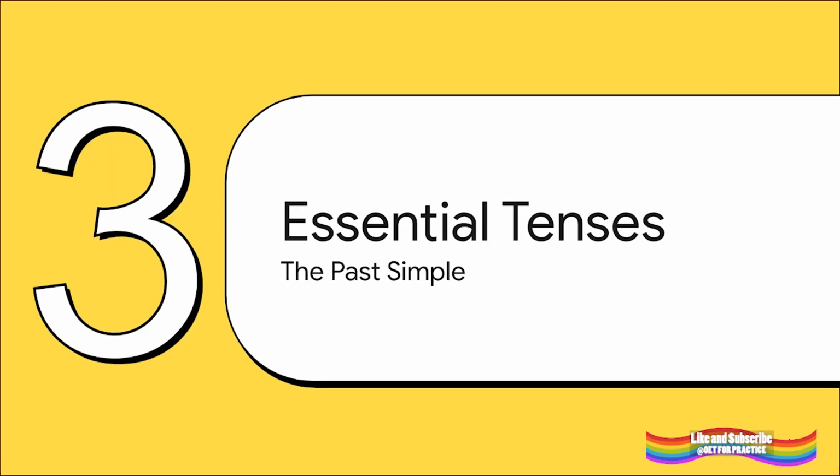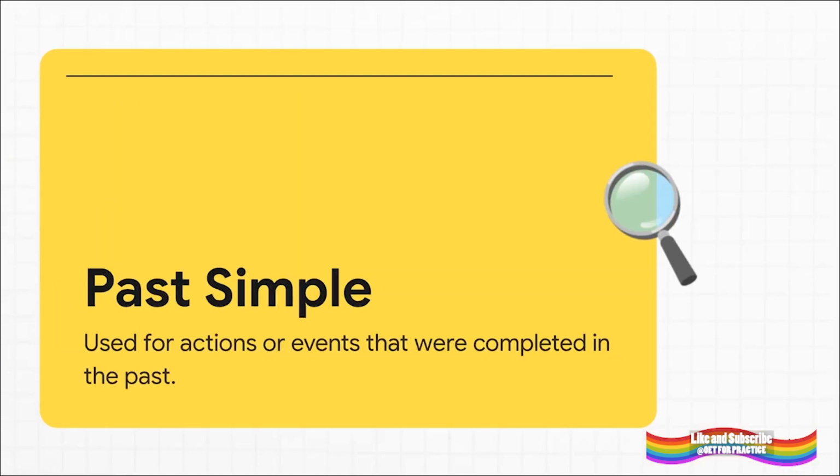All right, we've got the present covered. Now let's look backwards. It's time for our third essential tense, the one we use to build the patient's history and tell their story, the past simple. The rule for this one is super straightforward. If an action started in the past and, this is the important part, ended in the past, you use the past simple. Done. Finished. It doesn't matter if it was 5 minutes ago or 5 years ago. If it's over, it's past simple.